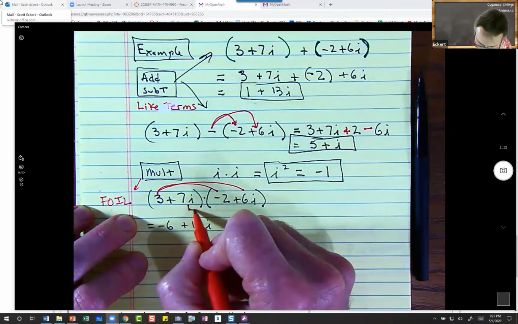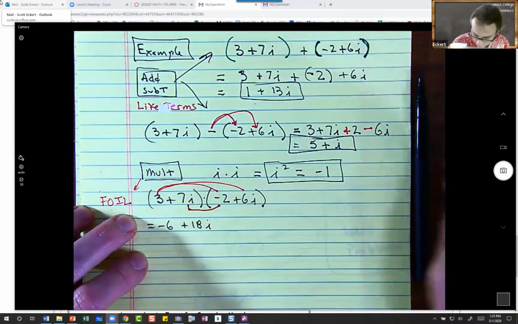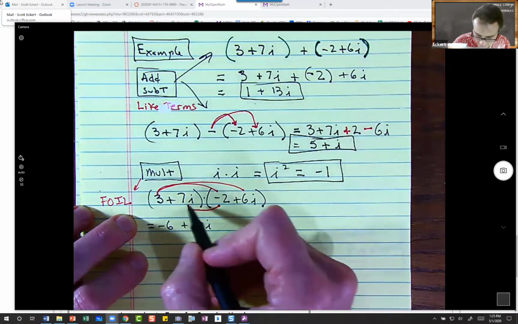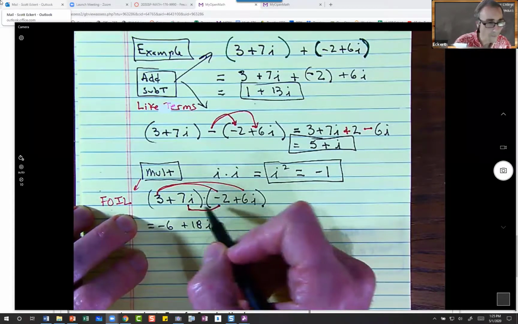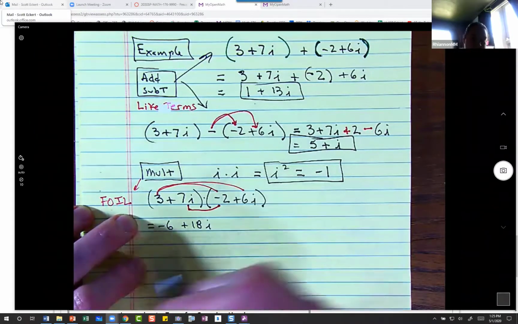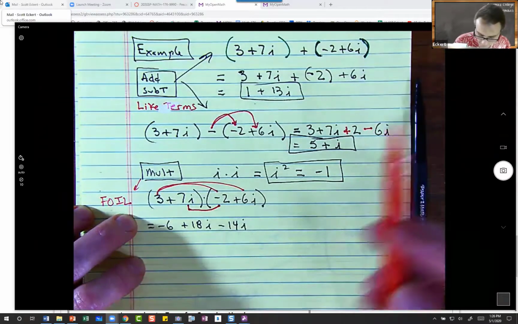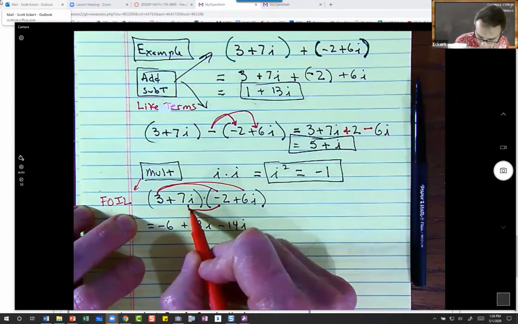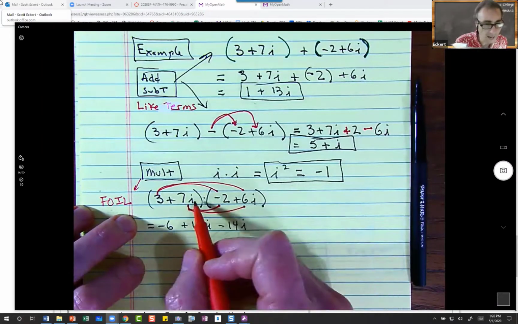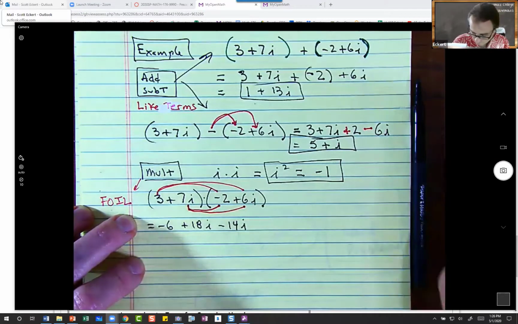I'm going to do this inside multiplication. 7i times -2. -14i. Very good. Thank you. All right. Another new person. What's 7i times 6i? The 42i?